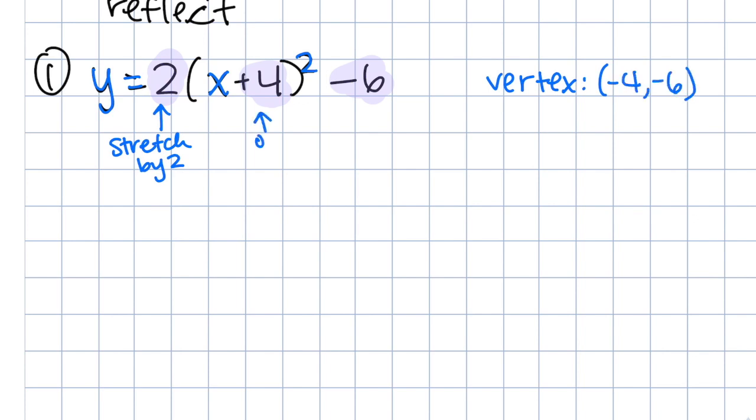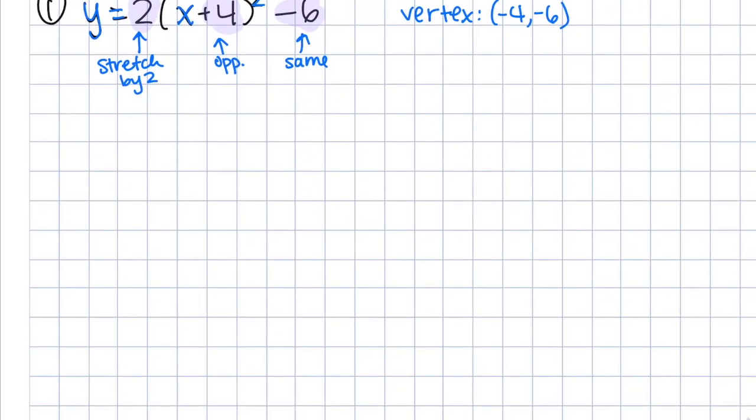So we always go the opposite of what's inside here, and we take the same for this. So the same is what I'm referring to. So my vertex is -4, -6. So that means that we are in the third quadrant, and we are opening up. So -4, -6, and put my point there. And so that's my vertex.